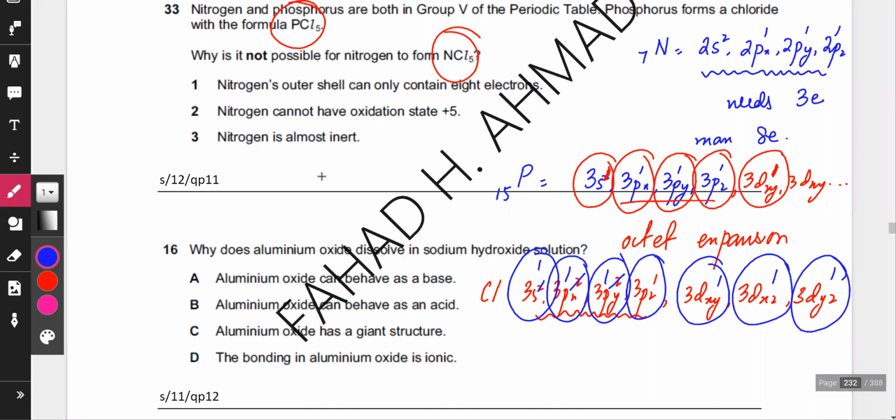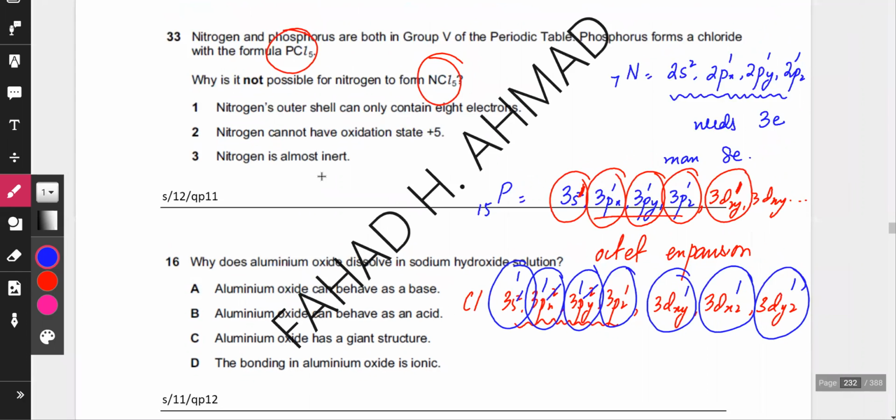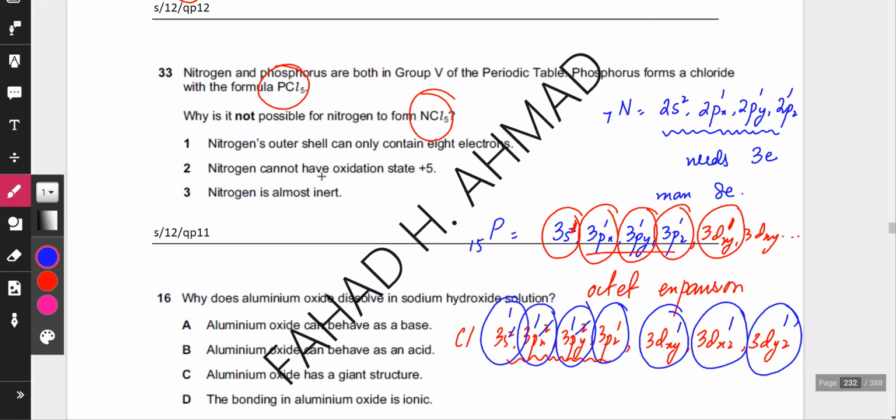So bigger atoms, remember that when you have empty subshells, especially in the third shell, atoms in the third period or the third shell can expand the octet. In the second period, that's fixed. They cannot have more than 8 electrons. So oxygen is stuck. Oxygen can only gain 2 electrons, but sulfur can do a lot more because it has a lot more orbitals which are completely empty.